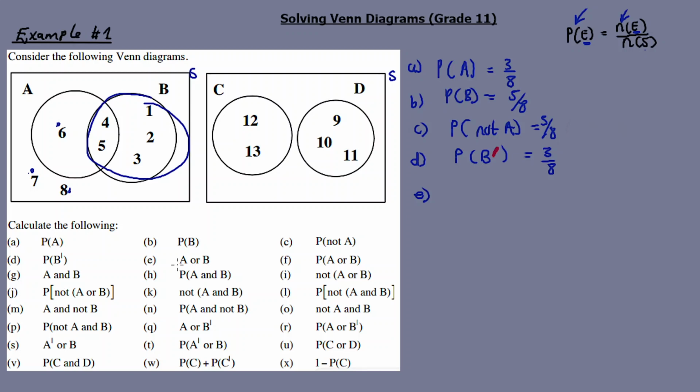A or B. It's not the probability of, but it's A or B. A or B. So here they want you to list all the outcomes in A or B.